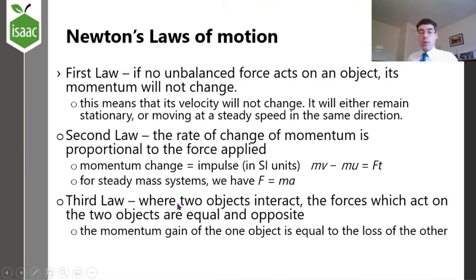The third law, where you've got two objects interacting: the forces acting on the two objects are equal and opposite to each other. In other words, the momentum gain of one object because of the forces will be equal to the momentum loss of the other. So Newton's third law is intrinsically linked to the idea that momentum is conserved in any system.